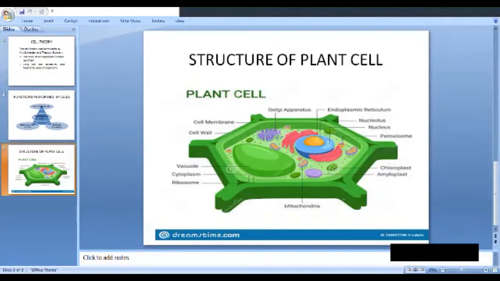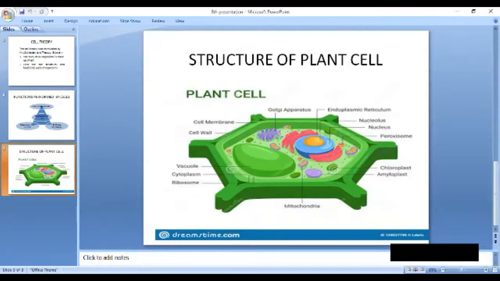Ribosomes are present in the cell. They are actually produced inside the nucleus and given outside. These ribosomes help in protein synthesis. Is it clear for you? And these ribosomes are seen either attached to the endoplasmic reticulum or freely floating in the cytoplasm. Is it clear for you?